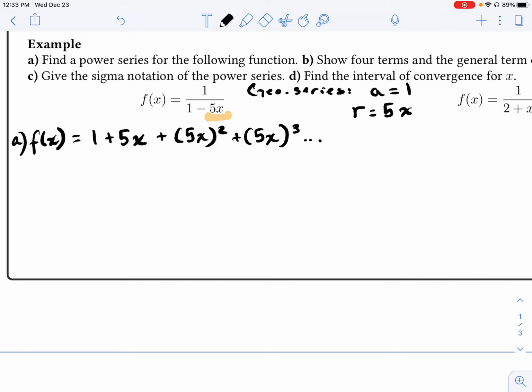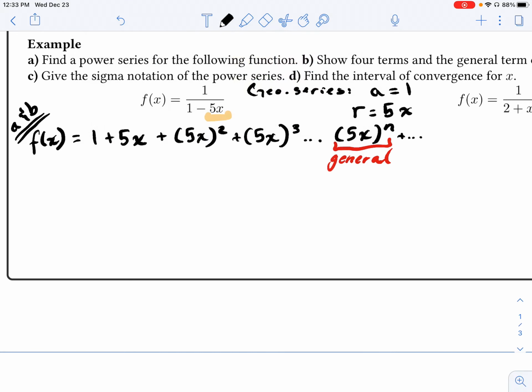What I do need to do now is express the general term. So what is our a sub n, if you will? I'm going to just change this back to a and b, because we're doing both parts right now, a and b. So what is our a sub n? Well, our a sub n is simply 5x raised to the n power. This, again, is our a sub n, our general term.